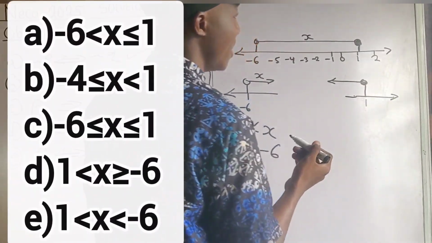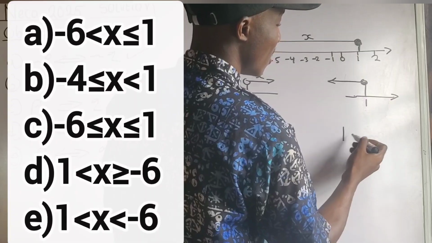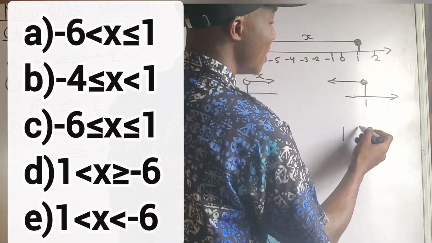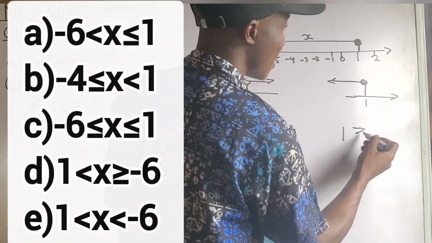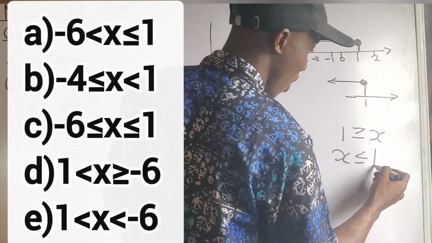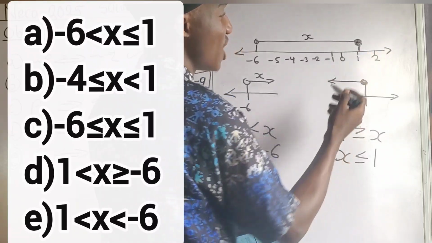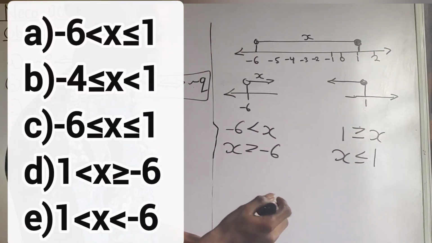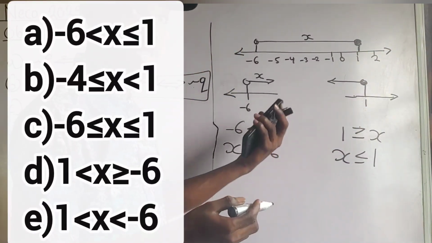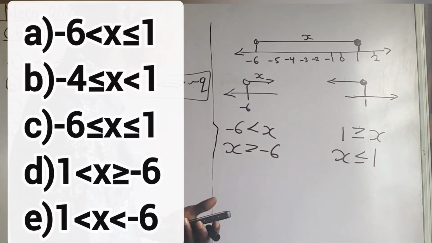We have 1 here. For this one, 1 is less than or equals to X. That means that X is less than or equals to 1. Do you understand? The reason why we have less than or equals to is because this part is shaded. Are you getting it? If you want to learn more on inequality, this one is called number line inequality. So check the link in the description of this class.